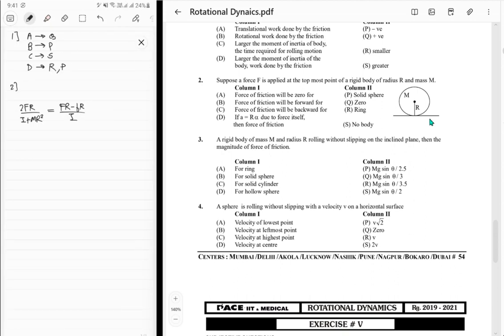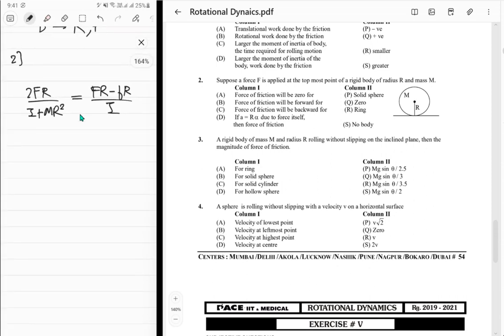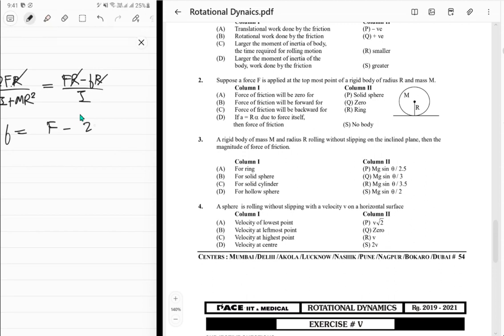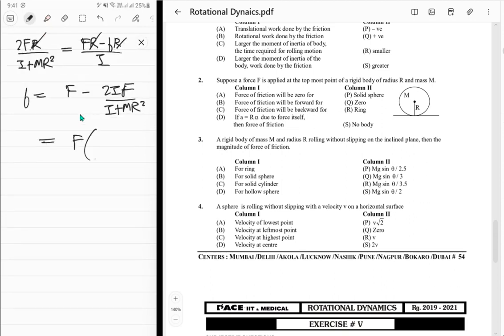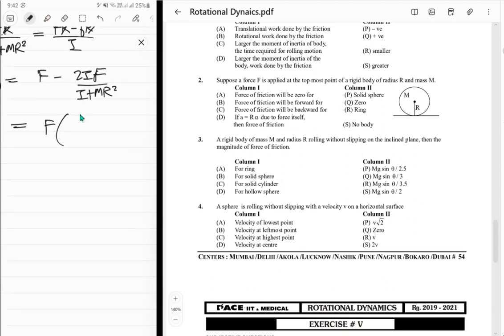So this thing is what? Yeah, this is our angular acceleration for all. But all we really care about is the friction force, so the sign of that. Anyway, cancel out these r's. And what it does is, f is equal to capital F minus 2IF upon I plus MR squared, which will be, so we got capital F common, and it's going to be I plus MR squared minus 2I, so it's going to be MR squared minus I.